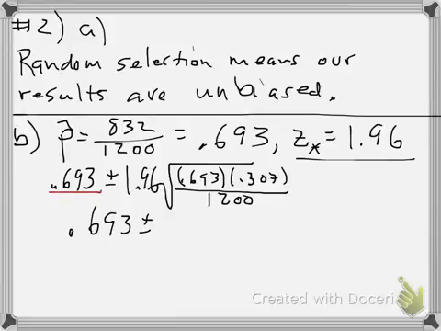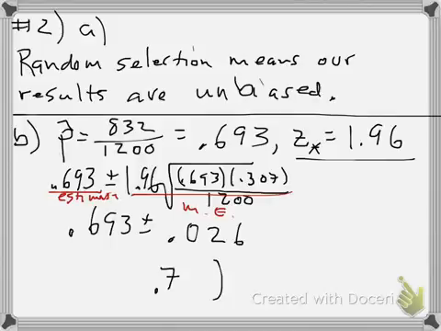Remember, this is our estimate, and this is our margin of error. So let's find out what our margin of error is. I'm putting this in my calculator. All right, it came out to 2.6%. So I can add that on one side and I'll have 0.719, and I could take it away on the other side and I got 0.667.